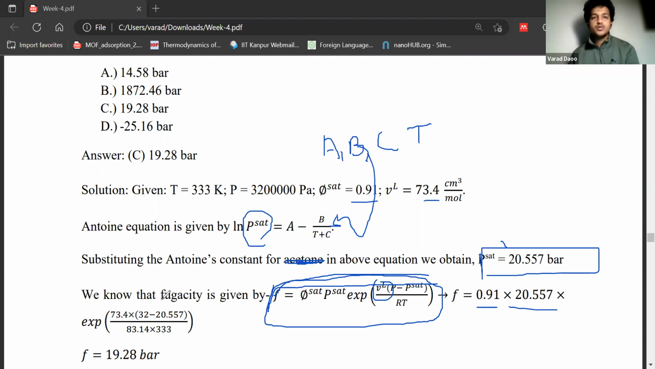Then total pressure has been given as 32 bar. We just put it in bar, minus 20.57, which is P sat, divided by 83.14 multiplied by temperature. We end up with a fugacity of 19.28. That is nothing but the correct answer, option C.